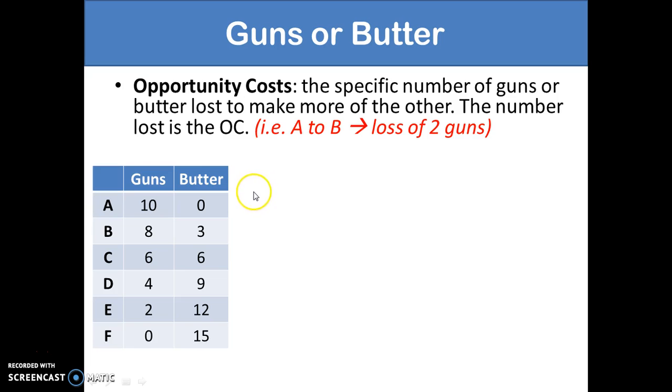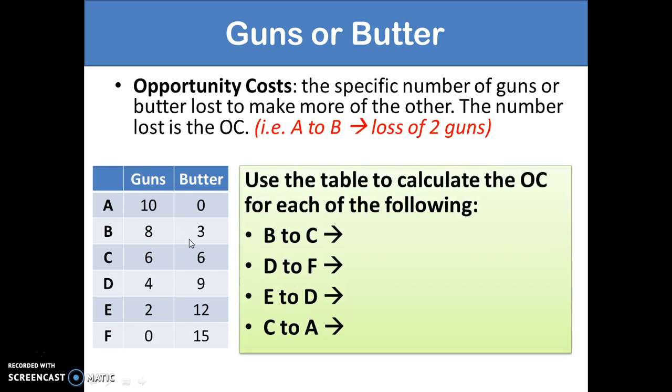Opportunity cost is the last one that we looked at, and that's a specific number of guns or butter that we give up to make more of another. So to move from A to B, we have to lose 2 guns. We gain 3, but we lose 2, and so our OC is 2. Try these on your own.